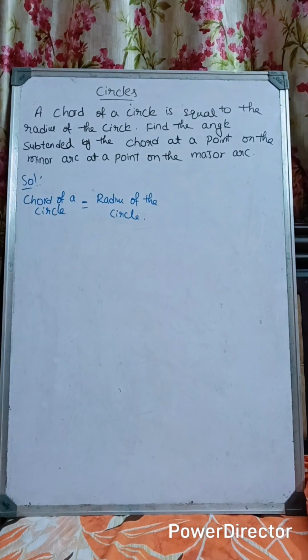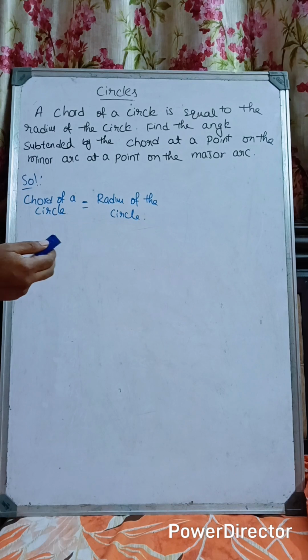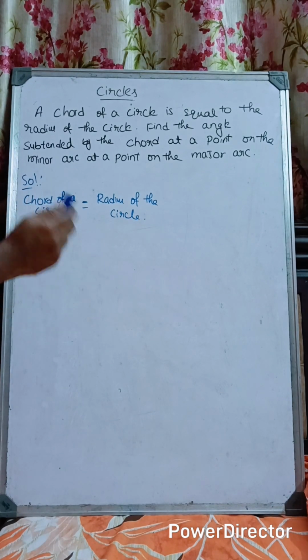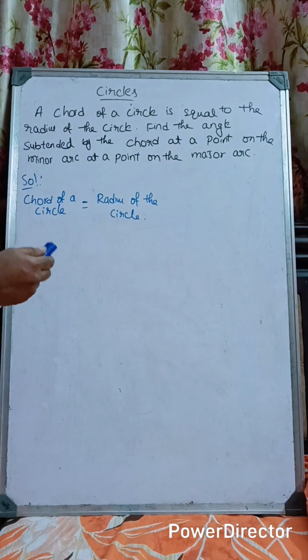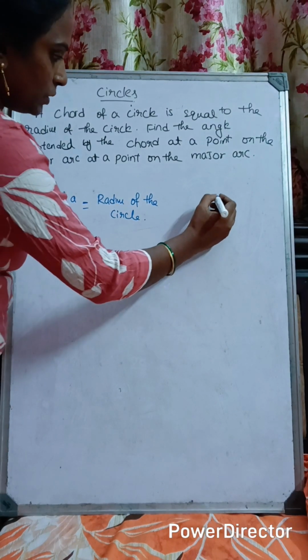Let's see one more question. A chord of a circle is equal to the radius of the circle. Find the angle subtended by the chord at a point on the minor arc, and at a point on the major arc. Let's draw the figure to understand here.